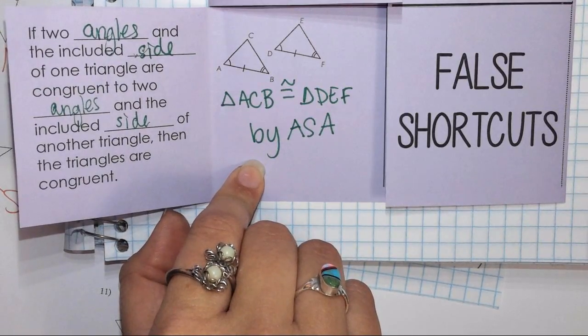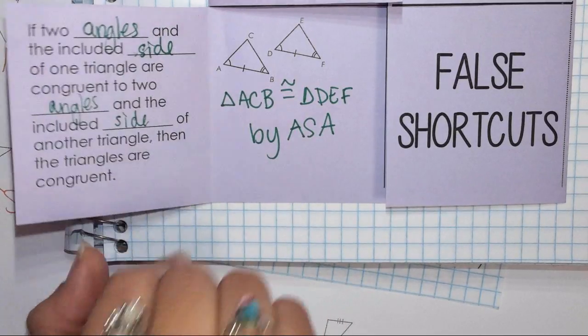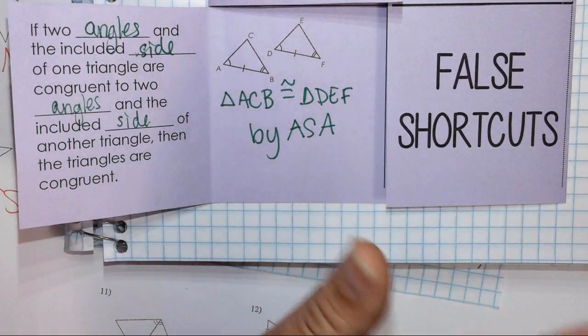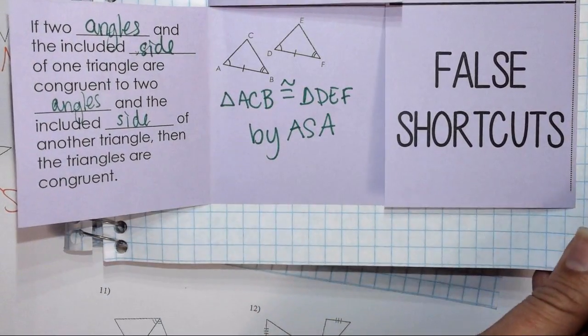Okay, baby. Chill out. Are you ready for angle, angle, side? Yes. So we're going to learn the right side, and then we're going to glue something to the back of our paper, and then we're going to do a table.